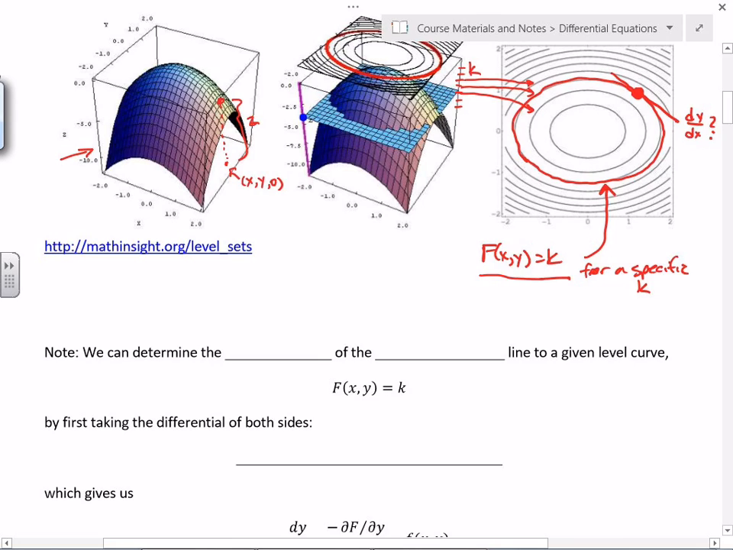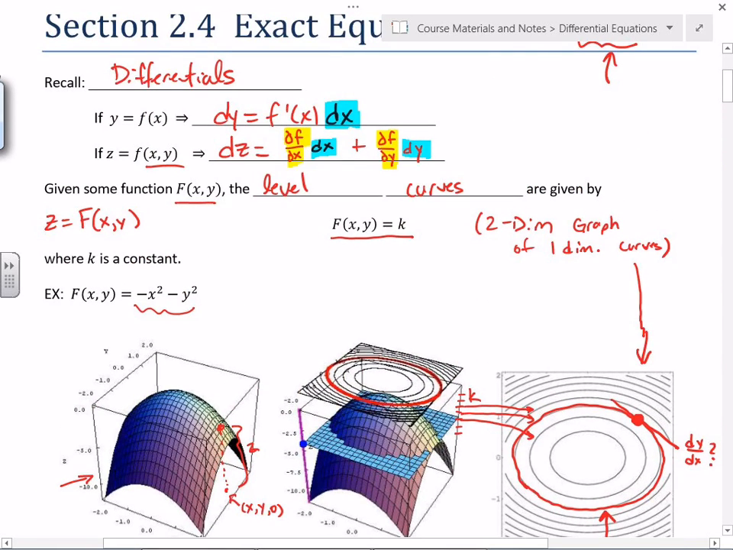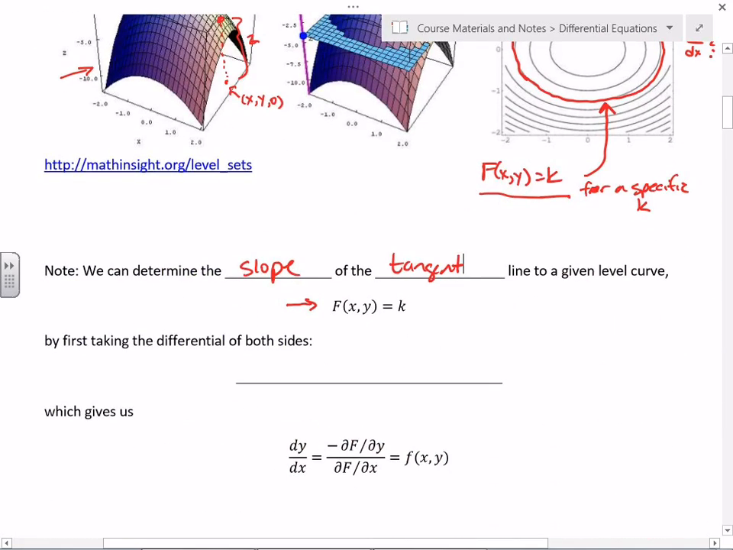Well, what I'm going to do is take the differential on both sides of this. We can determine the slope of the tangent line by first taking the differential of both sides of that equation, because if you do that, you'll get on the left-hand side something like this form: partial f with respect to x dx plus partial of f with respect to y dy. The right-hand side is just a constant, so you get 0. So you solve for dy dx, and that's where your slope comes from. It's basically implicit differentiation.